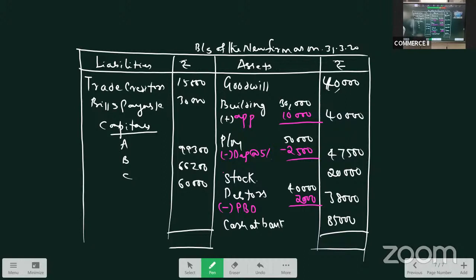On the asset side, 40, 80, 127, 147, 177, 185, total is 2,70,500. Here 45,500, 66, 126, 216, 240, 270. Okay. Once again, 2,70,500. Yeah. Okay. So this is how we are done with the third problem. We'll take one more.